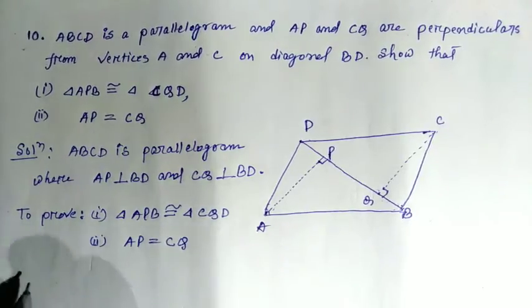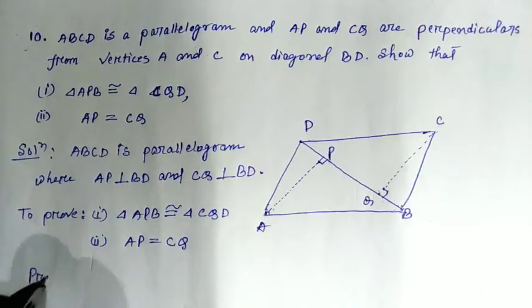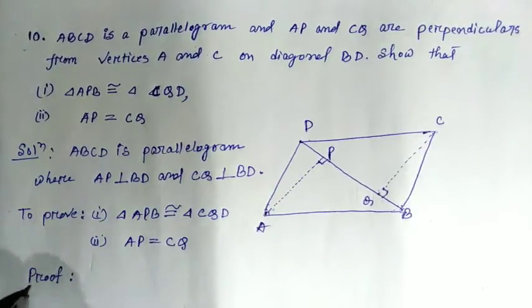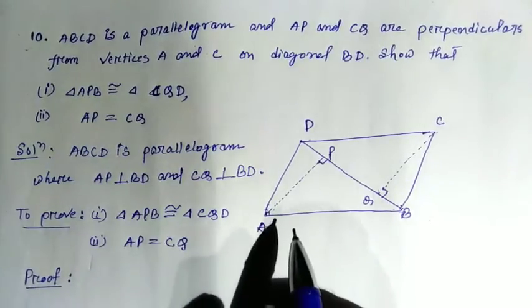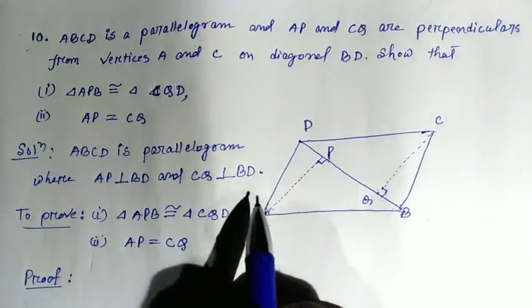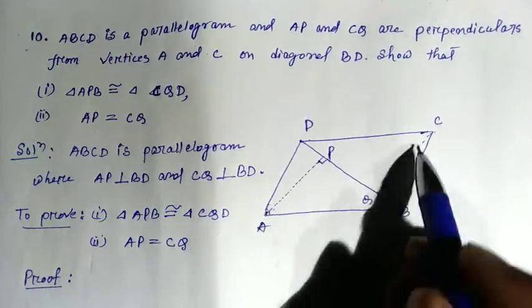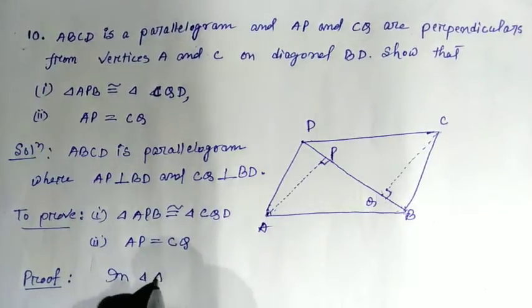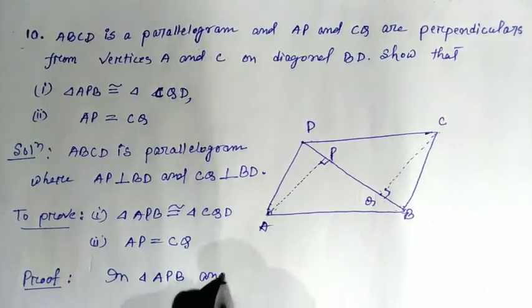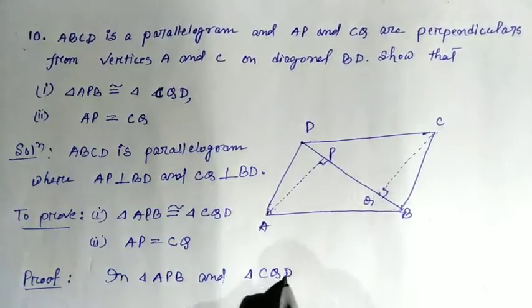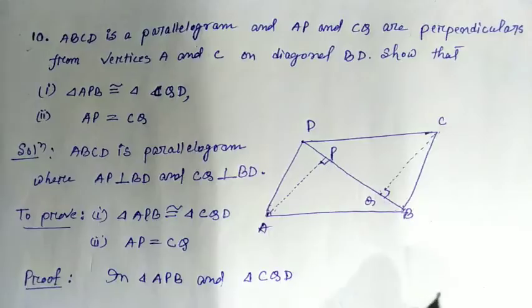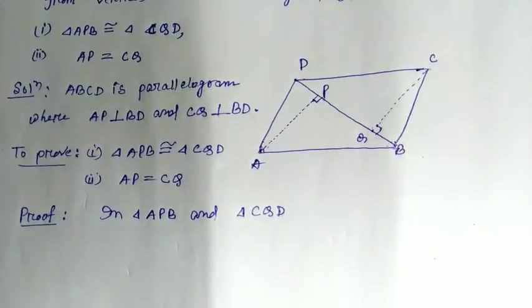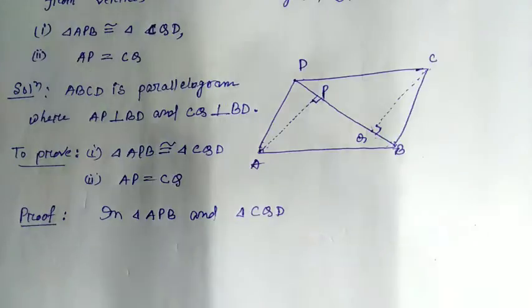Now, in the proof section we'll proceed. Now see, which two triangles do we have to prove congruent? Triangle APB and CQD. In triangle APB and triangle CQD, we have to show 3 corresponding parts equal, then we can say they are congruent. So let's find out which 3 corresponding parts are equal.